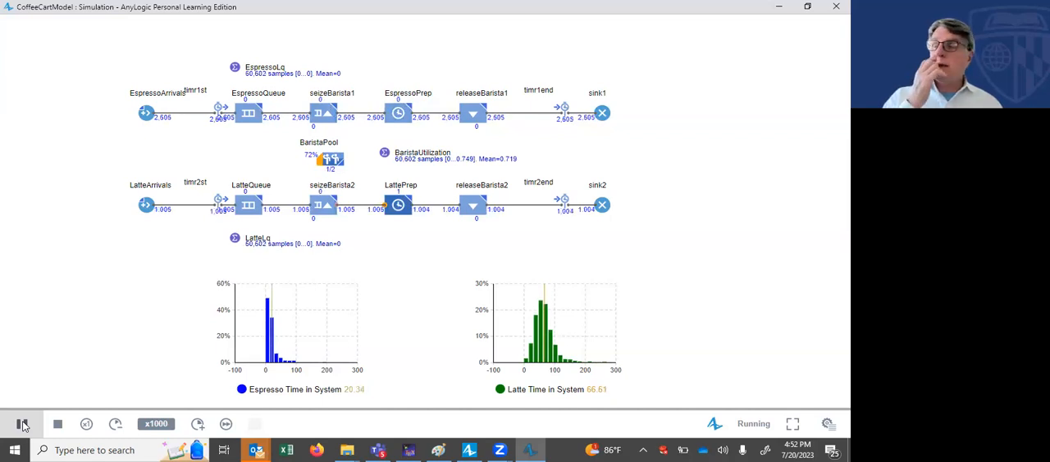The fact that we've truncated those distributions is another approximation that is going to impact our results, of course. So I'm going to stop it here, and it's about 20 seconds for the espresso folks, a little over a minute for the latte folks, and you'd take 3/4 of the 20 seconds, 1/4 of the 66 seconds to get our estimate. Okay, so that's the coffee cart model.